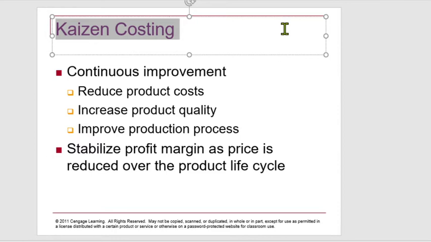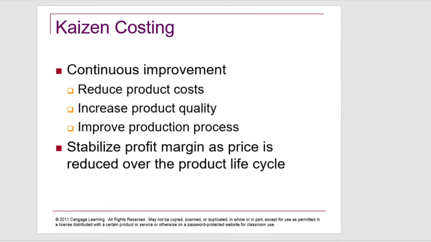Stabilize profit margin as price is reduced over the product life cycle. Of course, as long as habang nare-reduce natin ang ating production cost, ay na-stabilize na rin natin ang ating profit margin because itong profit margin is your sales minus your cost of sales or your cost of the products, yung manufacturing cost. So, kung babawasan mo ang iyong production cost by involving the bottom line workers, hence, you are stabilizing the profit margin over the life cycle. So, yun ang concept ng Kaizen costing.